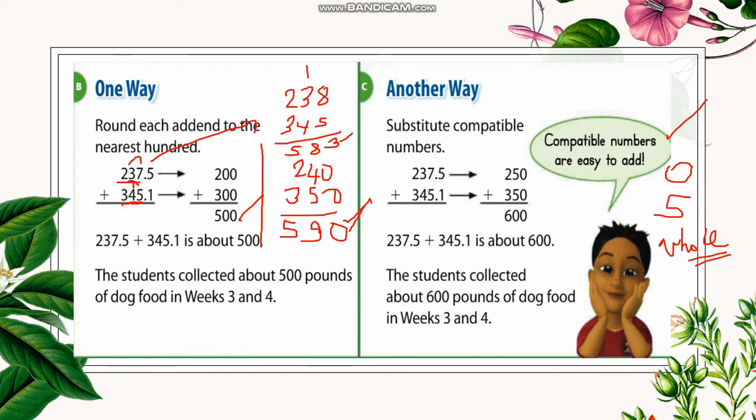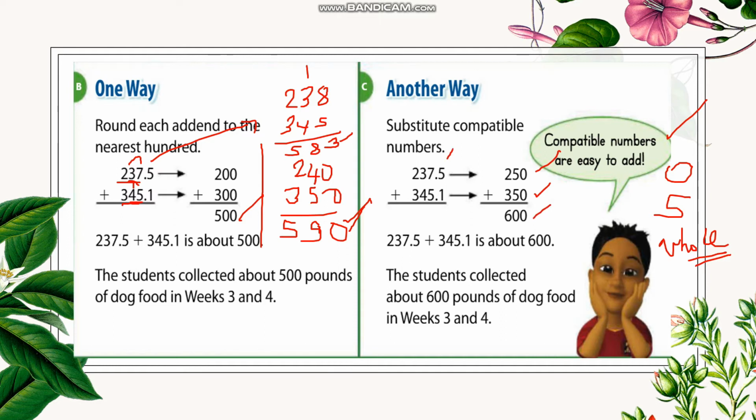So here, 237.5, although it ends with 5, it is much better that I change it to a whole number. So 237.5 is nearest to 250. Now, 345.1, if I'm going to make it a whole number, this is nearest to 350. So 250 plus 350, that is equivalent to 600.